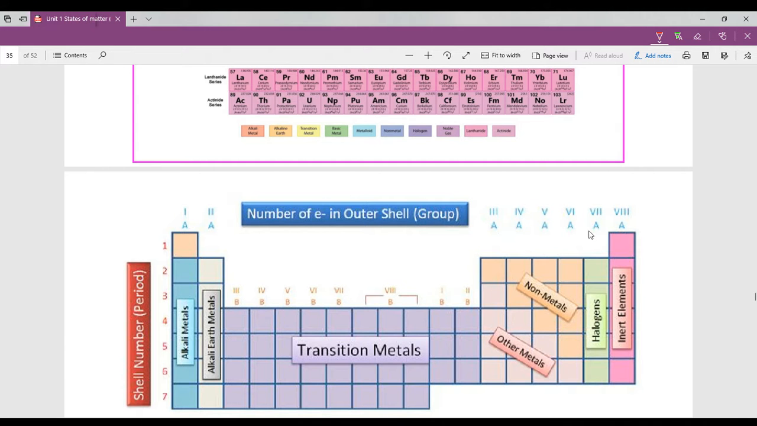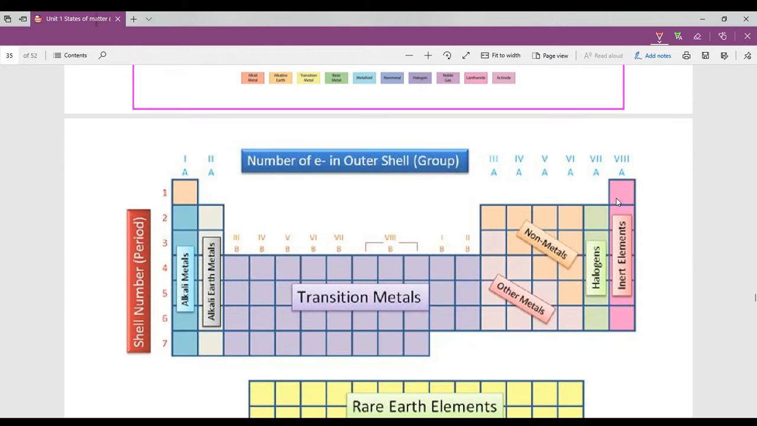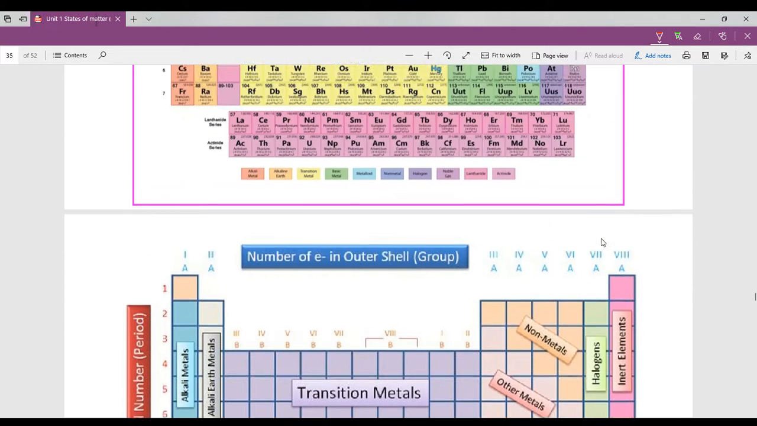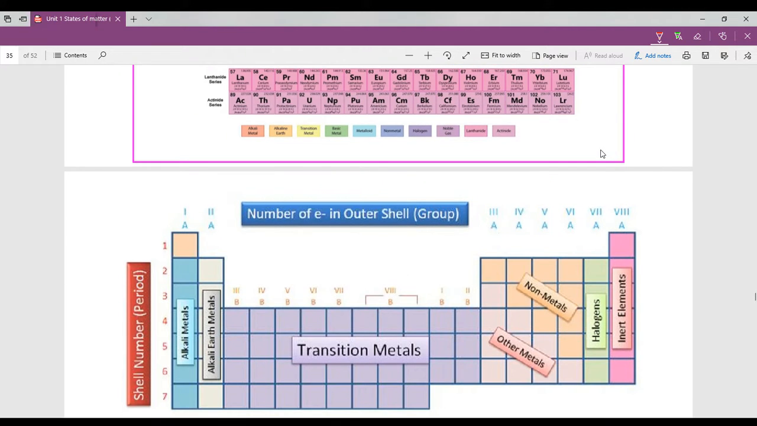5A, 6A, 7A. Now 7A is fluorine down to astatine, and this is a new element. This group is called the halogens. The last group on the very right side of the periodic table have the property that they are inert. They don't react with another element to form a compound. So these are called the inert gases or noble gases.